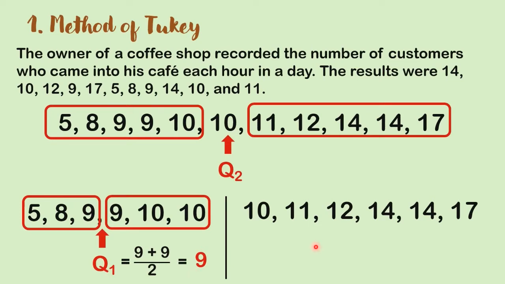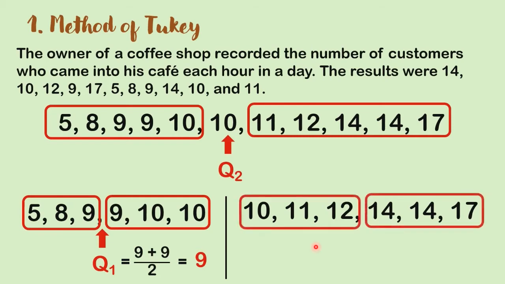Let's move on to the second half. Ganun din. Hahatiin nyo into 2 equal parts. Like that. And then where is Q sub 3? Dito. Okay? Between 12 and 14. So what do you do to get Q sub 3? You get the average. So you do like 12 plus 14 divided by 2. Okay? You will get 13. So 13 is the third quartile.